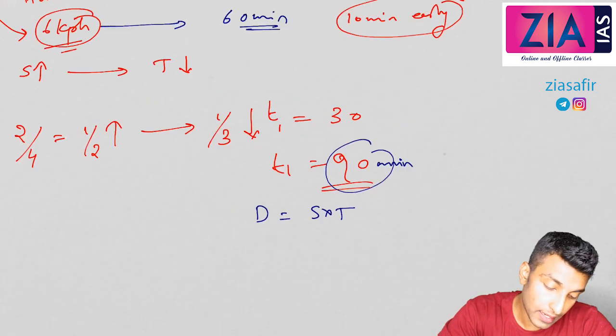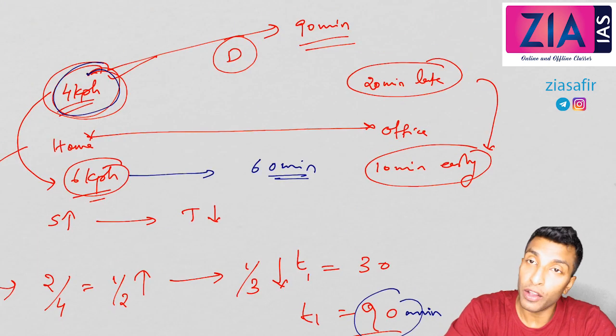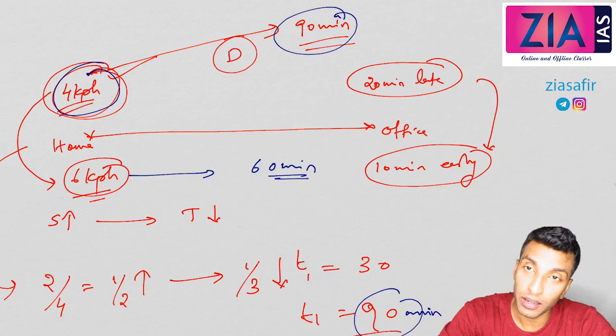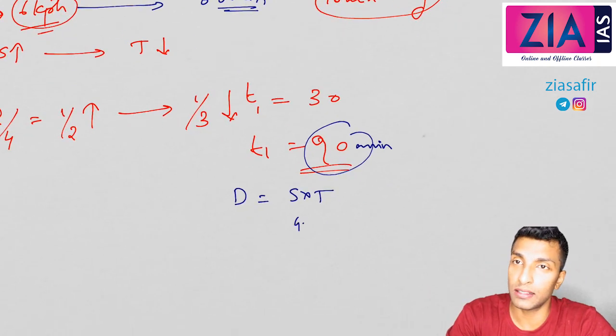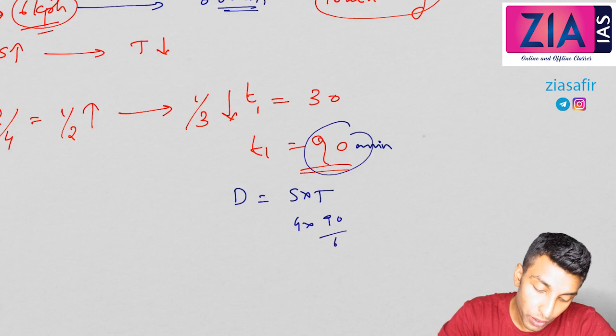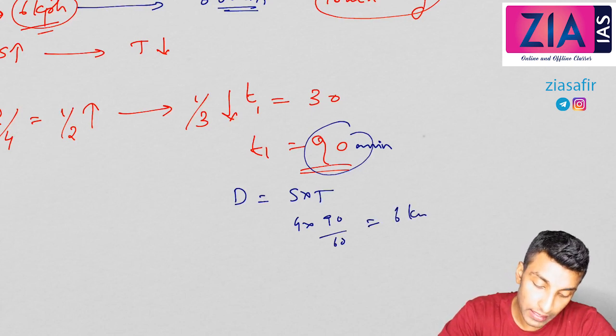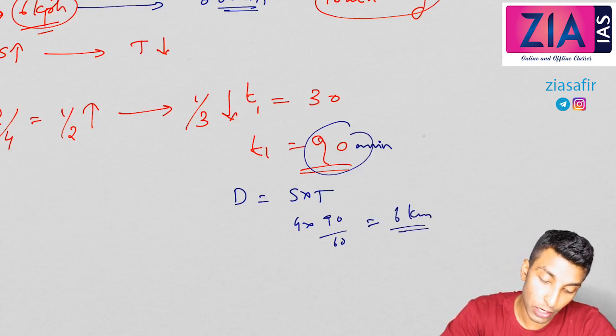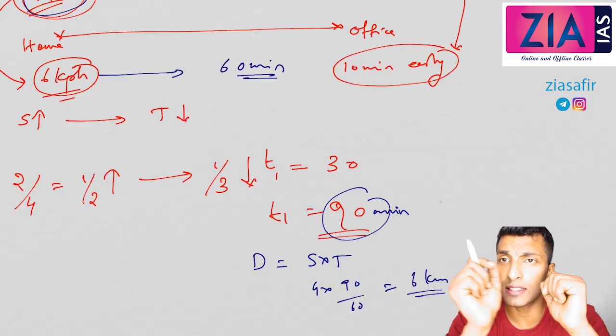Why? Because distance is what is asked. Distance is speed into time. We know the speed here, 4 km/h, and 90 minutes. You got the answer. Speed and time you got, right? So 4 into 90 divided by 60. So you get 6 km. So the distance is 6 km.